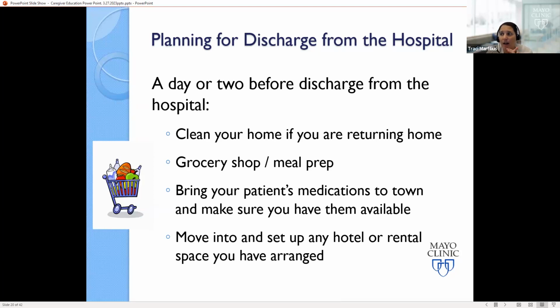And then in turn, it makes them more susceptible to colds, infections, the flu. Doing any grocery shopping or meal preparation, bringing the patient's medications to town and having them available. So that would be like their old medications, because remember, they're going to get those new medications here in the hospital. And moving into and setting up any hotel or rental space that needs to be arranged.